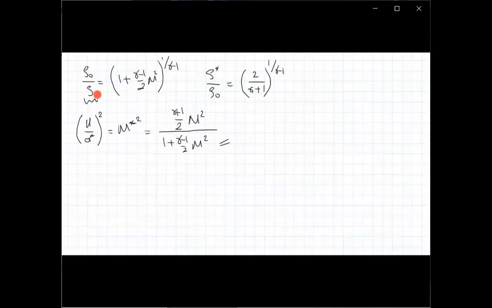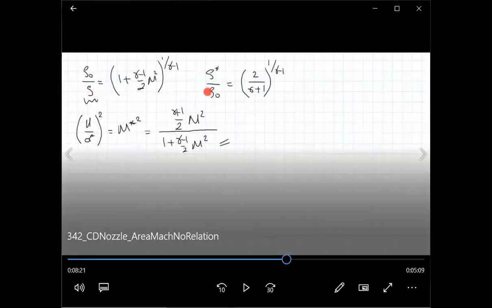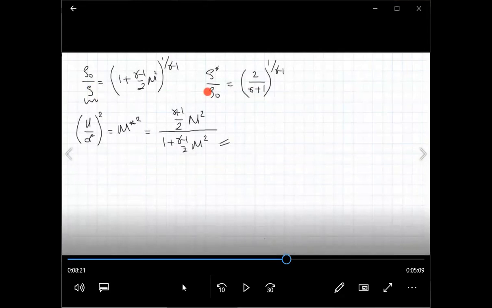Professor, since you are here, can I ask something? Of course, I'm listening. What's the difference between M star and M? Actually, I think it's the same thing, because it's the relative velocity over the speed of sound.